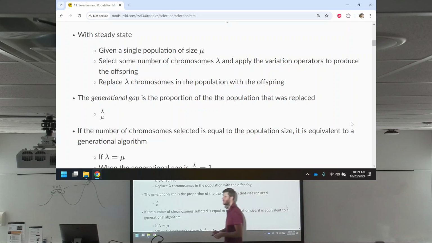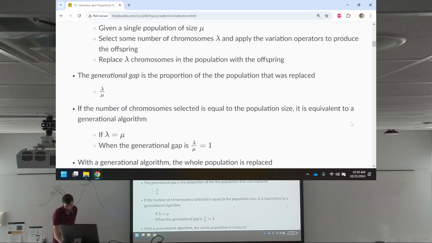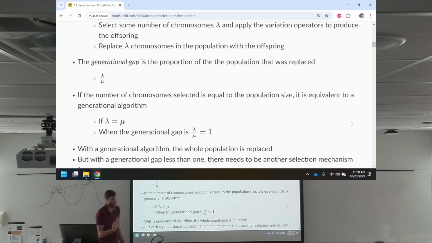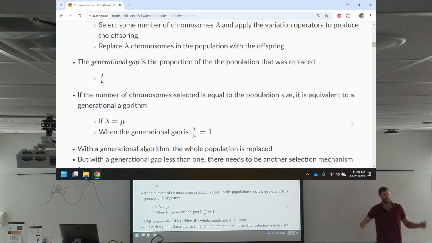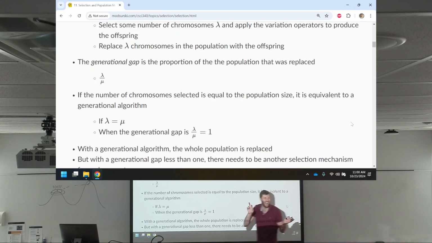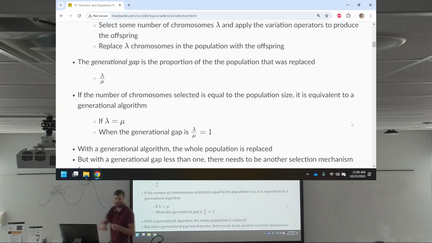But that's the idea. Now, what they'll call the generational gap is the proportion of the population that was replaced, lambda divided by mu. If the number of chromosomes selected is equal to the population size, it is equivalent to a generational algorithm. If lambda is equal to mu, then lambda over mu is 1. That's a generational gap of 1, that's a generational algorithm. As lambda gets smaller and smaller, then we're getting a higher and higher resolution, for lack of a better term.